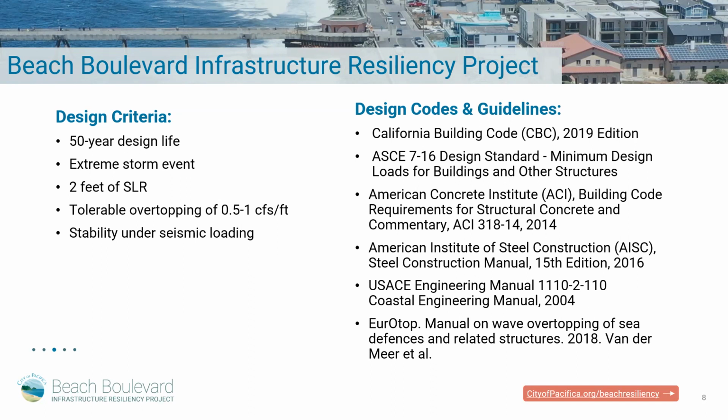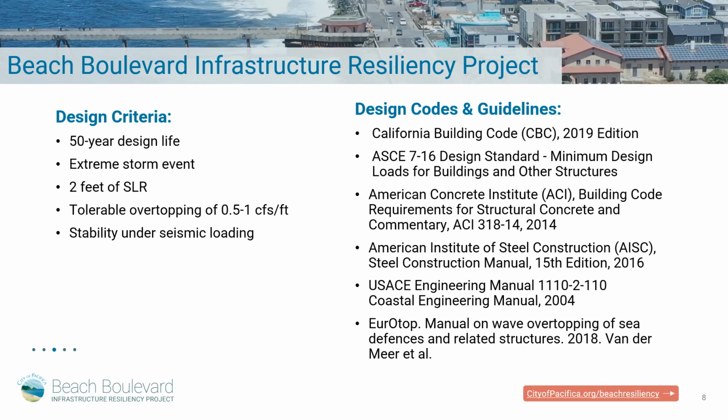As far as the storm event, we're going to be looking at something similar to the January 5th, 2023 storm event. So large waves, high water level. We're looking at incorporating 2 feet of sea level rise into the design on day one, so that there'll be plenty of accommodation for future changes in water levels. We established a tolerable overtopping range of 0.5 to 1 CFS per foot, and Louis will get into more details on that in his presentation. And then of course, we'll be looking at stability of the wall under seismic loading, following a lot of design codes and guidelines you see here.